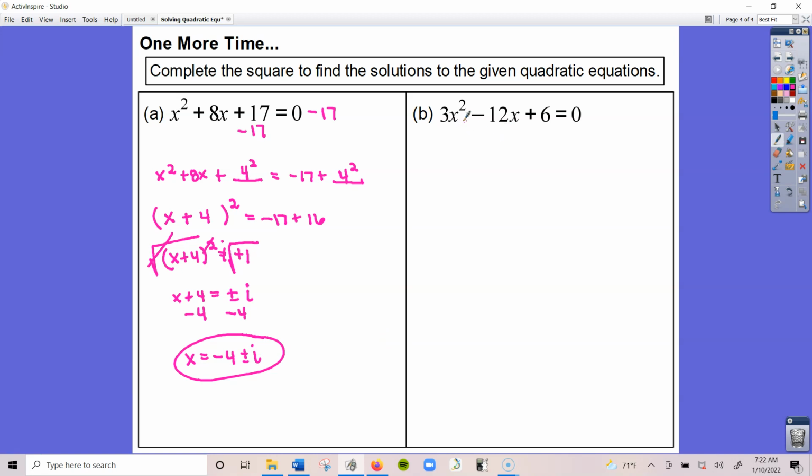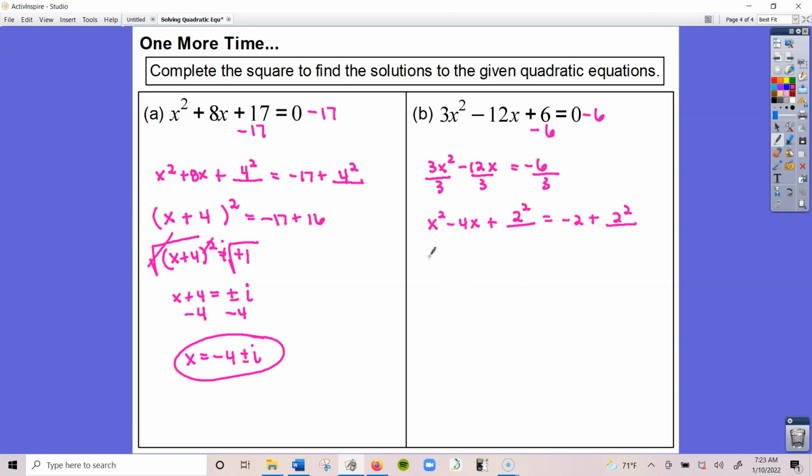Last one. 3x squared minus 12x plus 6 equals 0. So first, I'm going to subtract the 6. I got 3x squared minus 12x is equal to negative 6. Now before I add my numbers, I don't want a number in front of the x squared. So whatever number that is, I'm going to divide everything by that number. And luckily, everything is divisible by 3. So x squared minus 4x, now I'm going to add my number, is going to equal negative 2 plus something else. Take my b divided by 2, which is 2, and then square to both sides.